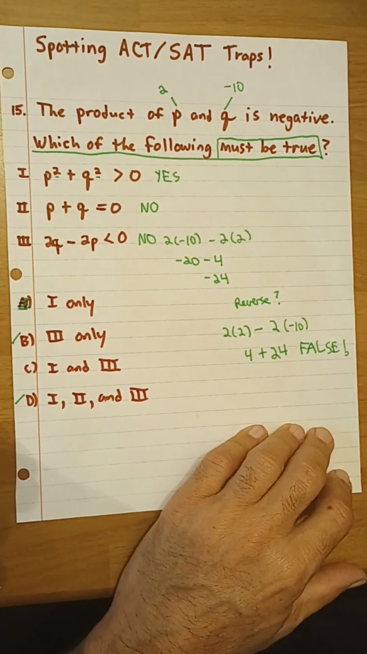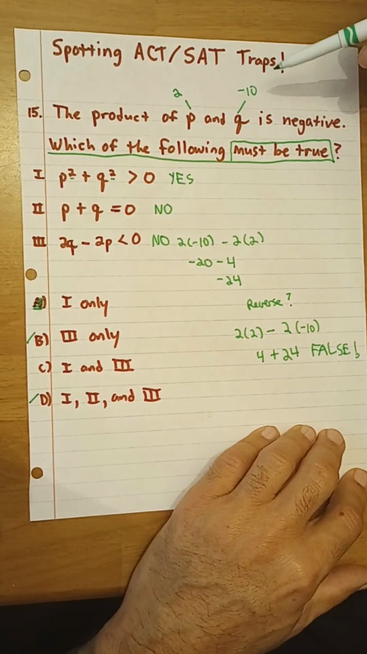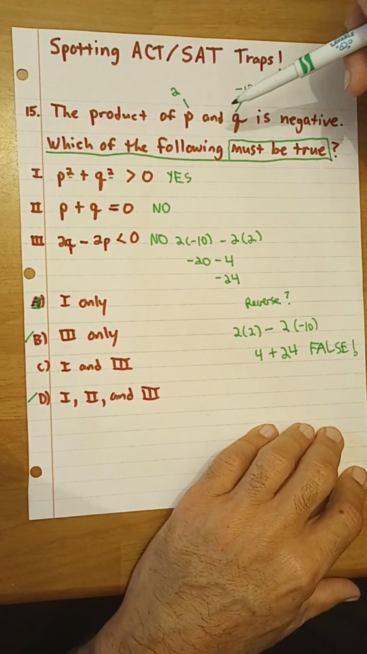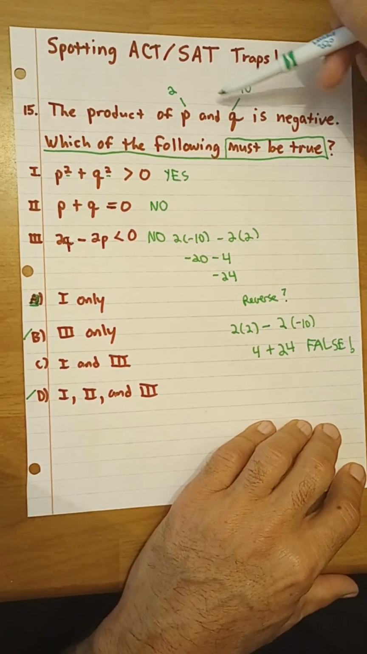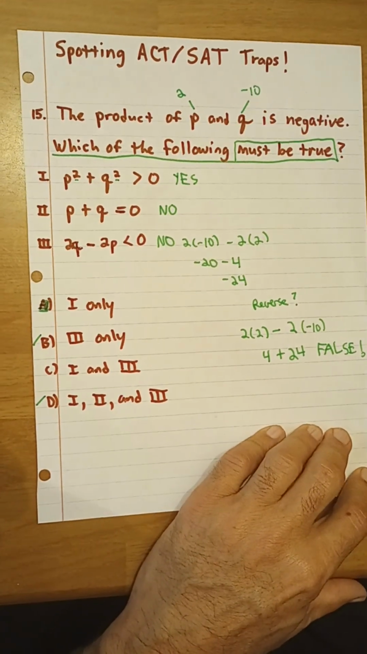So again, let's be careful to avoid these traps. Nowhere did it say that P had to be positive and Q negative or vice versa, okay? And again, do not pick the same number for both, one being positive and one being negative, or you might fall into that trap, okay?